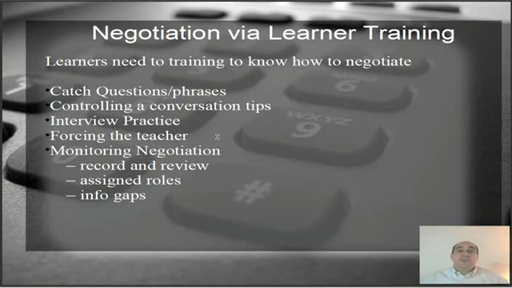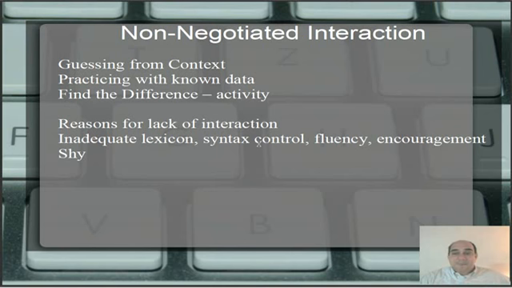And then information gaps, which you've already talked about, are a way to monitor and limit and focus what these students are going to be looking for. They need to be trained, and that's the important point of this slide. They need to learn what these phrases are, what these strategies are, so that they can control a conversation, so that they can understand the procedures necessary to negotiate. And that's the big thing there.